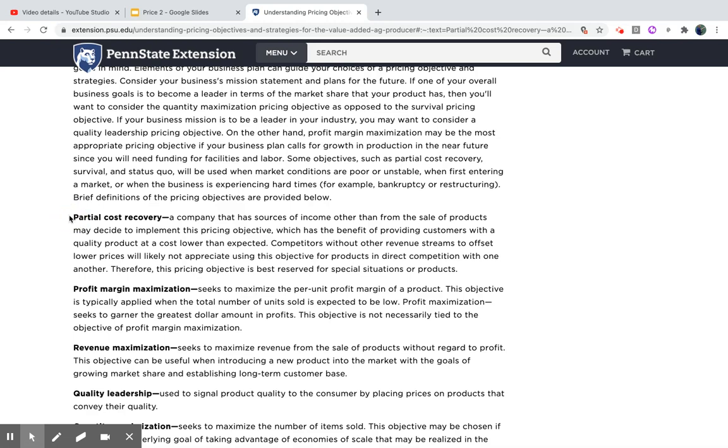So a company that has sources of income other than from the sale of products may decide to implement this pricing objective, which has the benefit of providing customers with a quality product at a cost lower than expected. Competitors without other revenue streams to offset lower prices will likely not appreciate using this objective for products in direct competition with one another. Therefore, this pricing objective is best reserved for special situations or products.